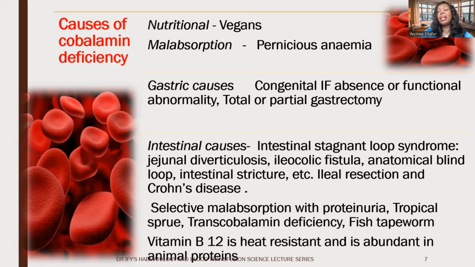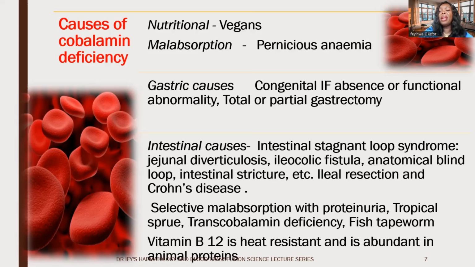Malabsorption, like in pernicious anemia. Remember when we treated B12 metabolism, we said the main protein involved in B12 absorption is intrinsic factor. This intrinsic factor is produced by the parietal cells of the stomach. Therefore, individuals that lack intrinsic factor can develop B12 deficiency because they won't be able to absorb B12 from their diet, and in extension, they can develop megaloblastic anemia.